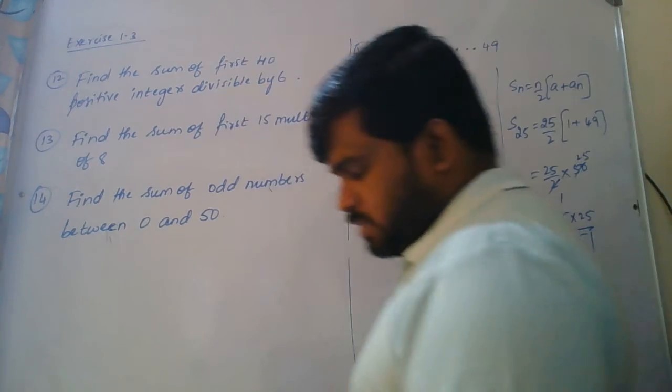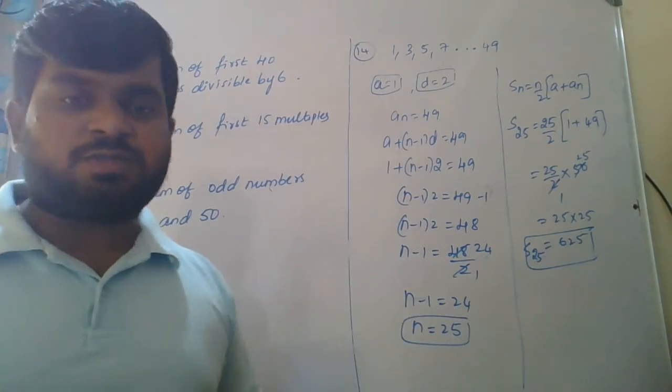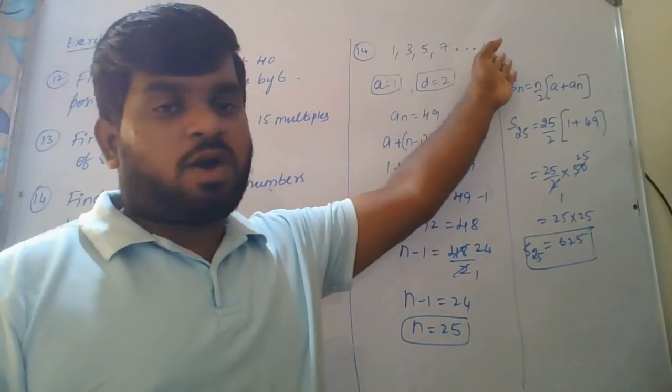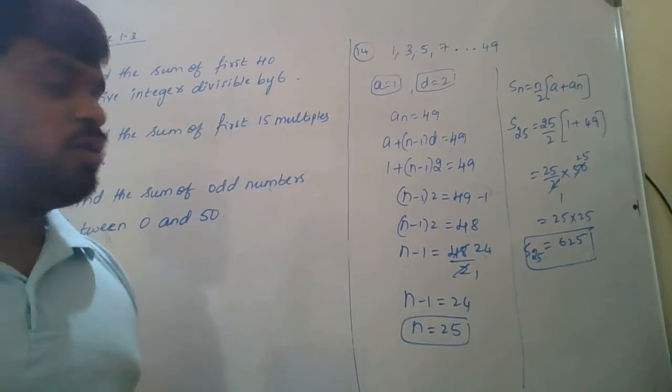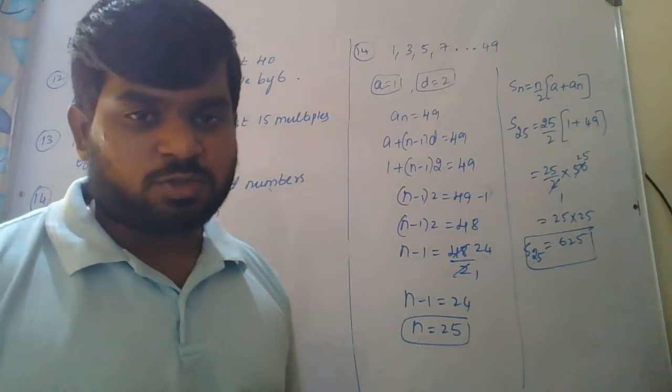We have already seen this. If you add only the odd numbers from the beginning, the sum is given by n square, right? So from here to here, how many odd numbers are there? 25. So 25 square, 625. So that is also another way of solving this problem. Okay. I hope it is understood.